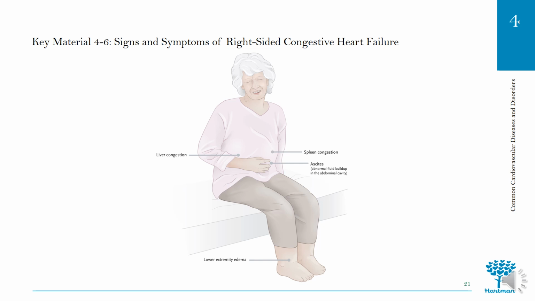Signs and symptoms of right-sided congestive heart failure. So liver congestion, spleen congestion, ascites. So what does ascites mean? And lower extremity edema.